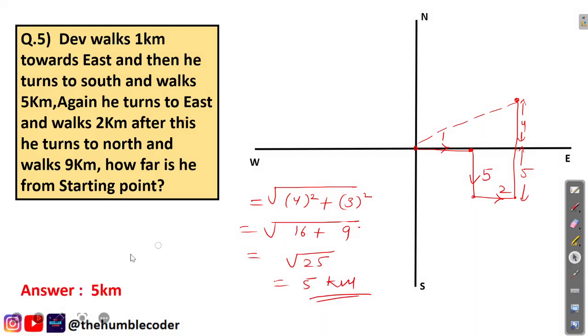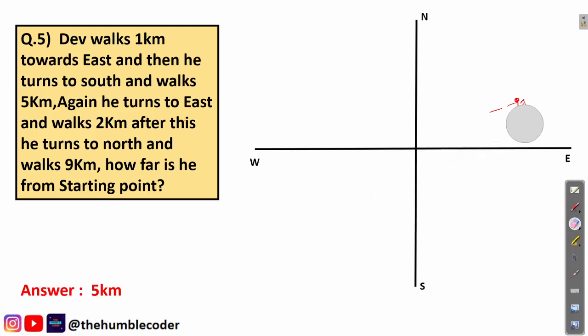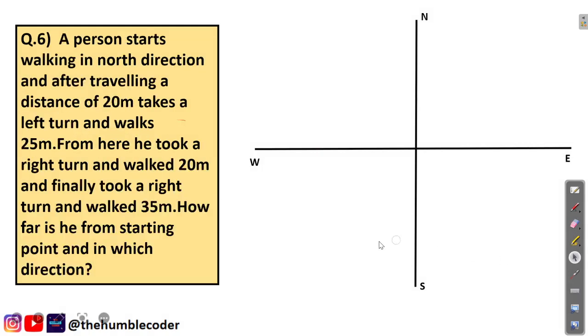So let's check the answer now. The correct answer is 5 kilometers. So let me clear out the screen and then quickly move on to the next question. So guys, I have taken many questions in this video for you to practice. Basically 10 questions will be there, and from those, 1 question you all have to solve, so that I also get to know that you are getting how to solve these questions.